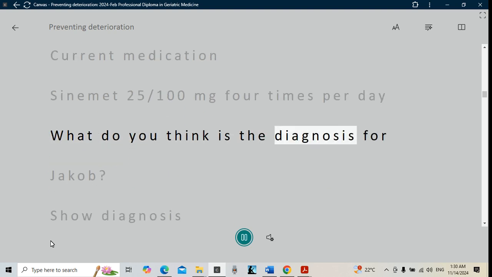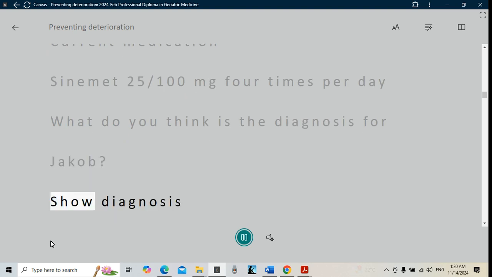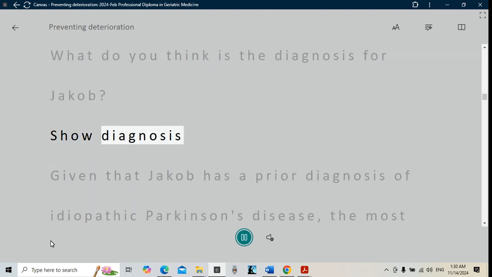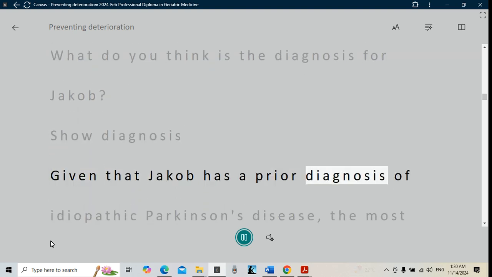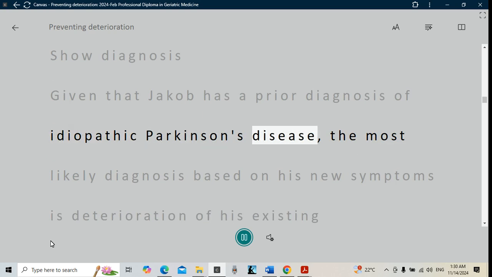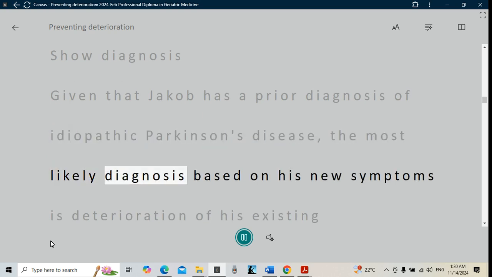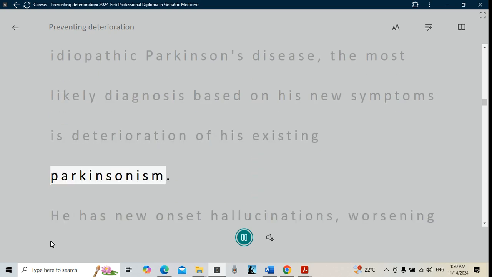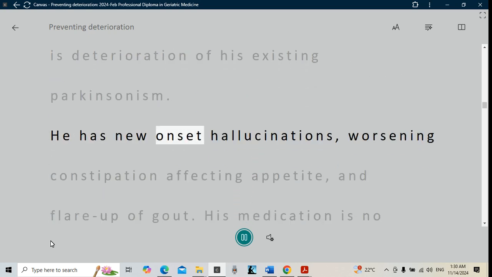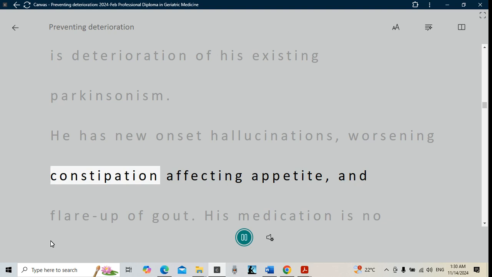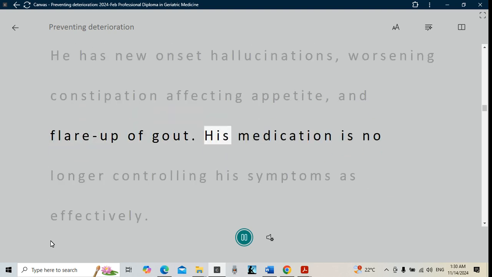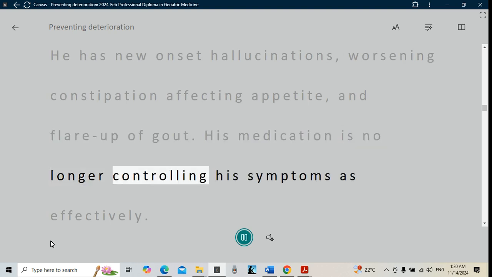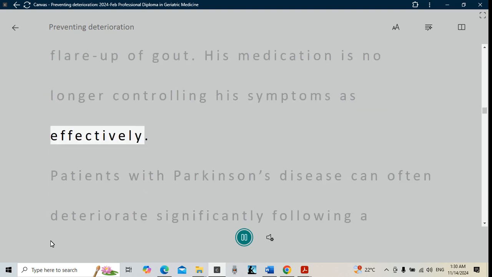What do you think is the diagnosis for Jacob? Show diagnosis. Given that Jacob has a prior diagnosis of idiopathic Parkinson's disease, the most likely diagnosis based on his new symptoms is deterioration of his existing Parkinsonism. He has new onset hallucinations, worsening constipation affecting appetite, and flare-up of gout. His medication is no longer controlling his symptoms as effectively.